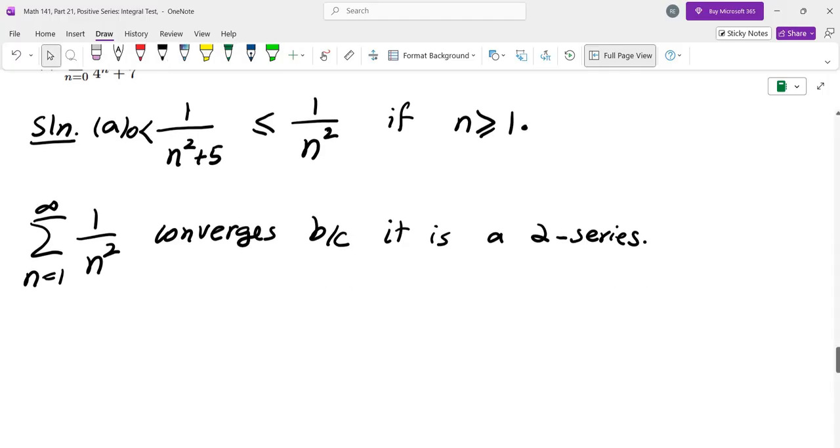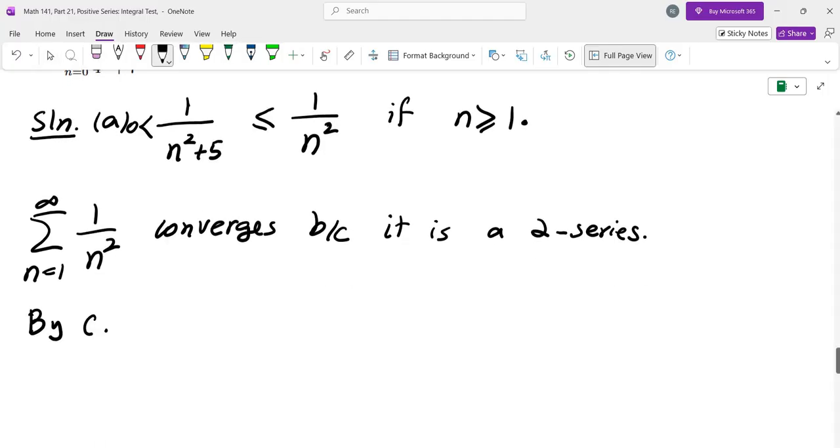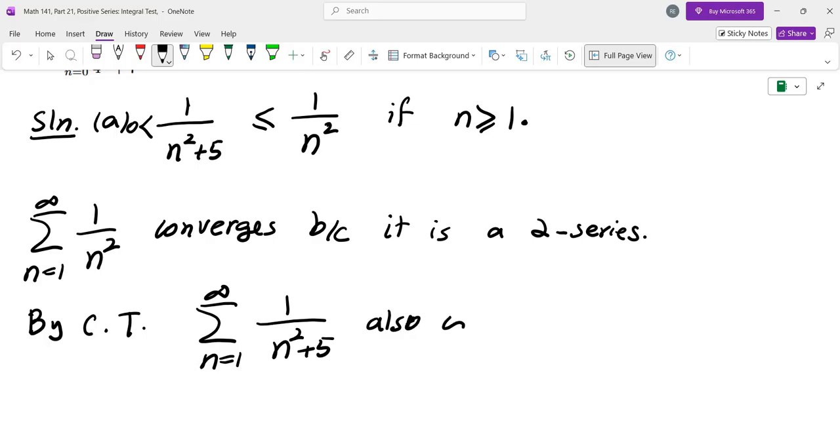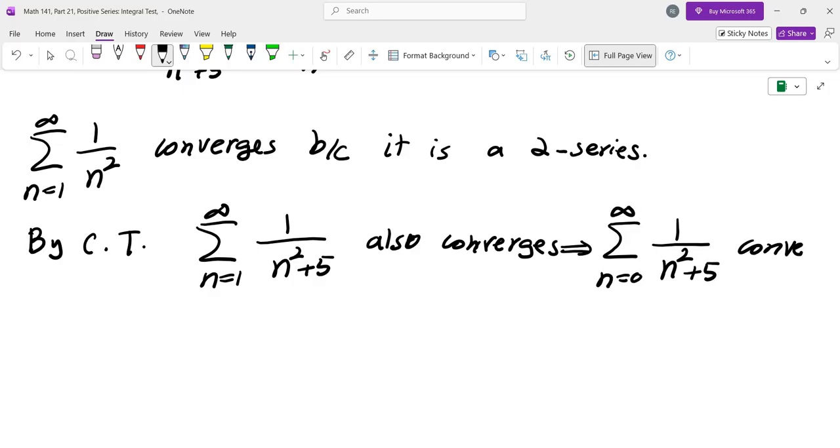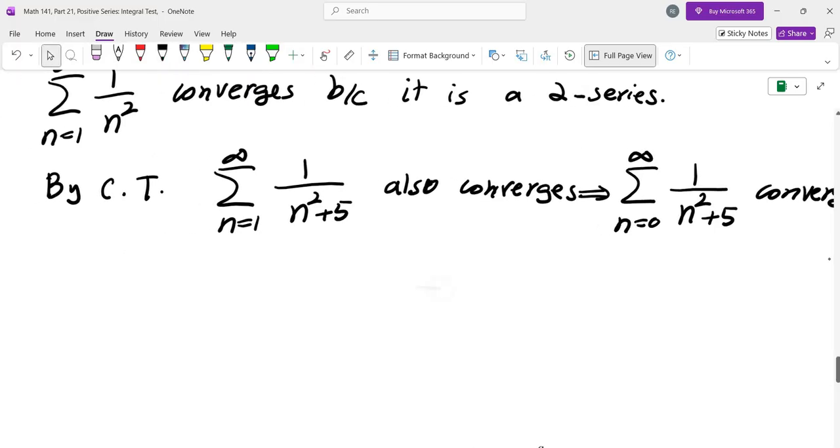So this converges. Now by comparison test, the sum of 1 over n squared plus 5, n equals 1 to infinity, also converges. So this is a finite number. Now if you add the very first term, which is 1 over 5, that would also converge. So this means the sum of 1 over n squared plus 5, n equals 0 to infinity, also converges. Let's look at the next example.